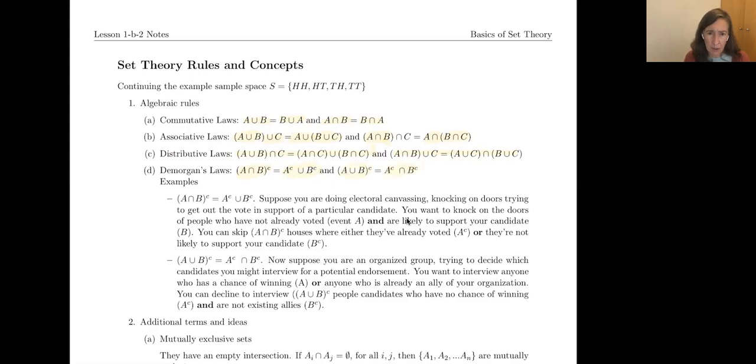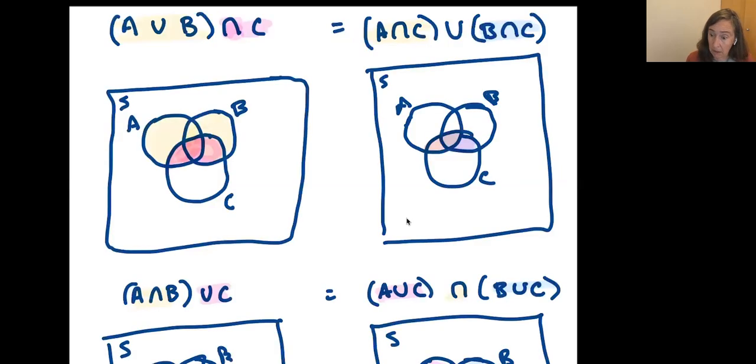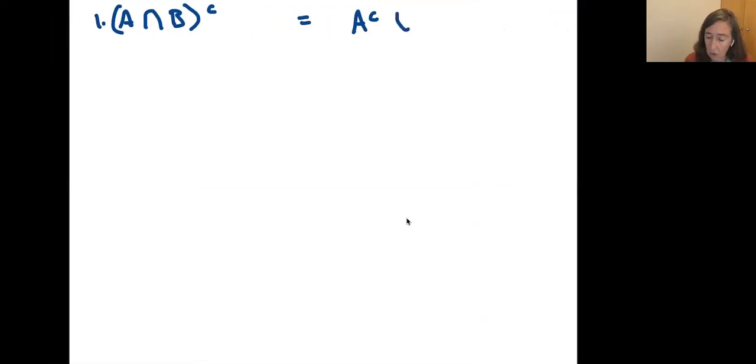Okay, so that's just weird enough that let's illustrate those with some examples that I'll talk through here. As an example of the first law, what I'm thinking about here is A intersect B complement. The claim is that that is A complement union B complement. Okay, so I'm going to illustrate these more with examples than Venn diagrams.